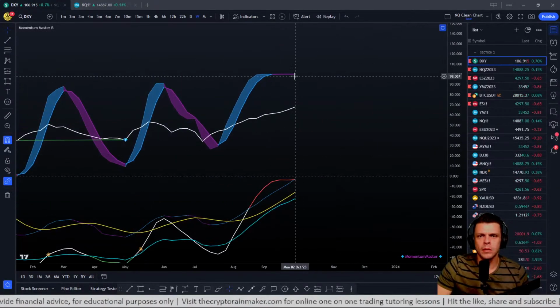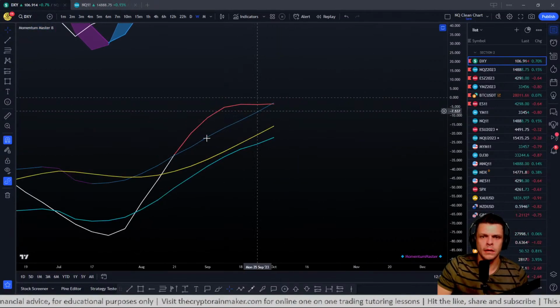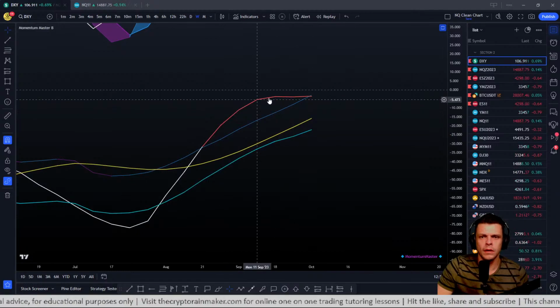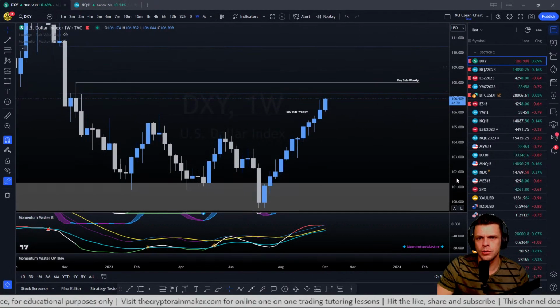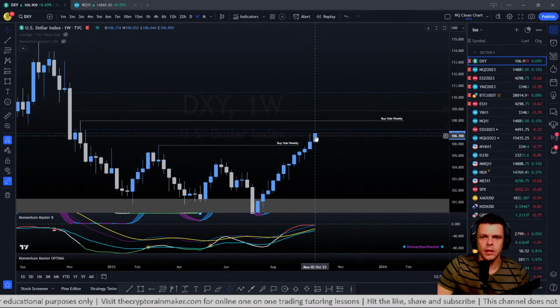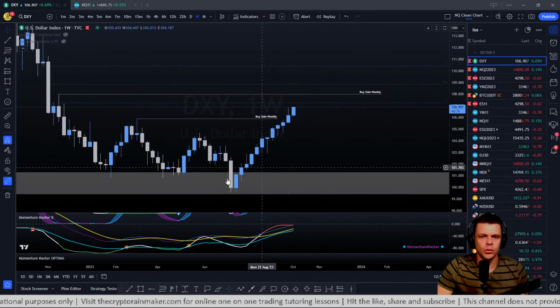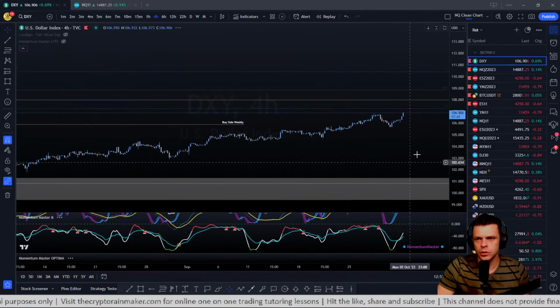On the momentum, it's starting to get topped out. Looks like the MACD is indicating it could still push to the upside a little more, and then the Williams is also running out of strength. So the dollar is looking extremely bullish right now. So we have to expect that the dollar is going to go and reach for this high before retracing back into a discount.